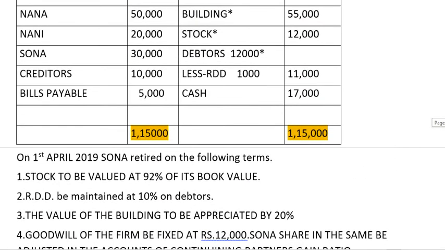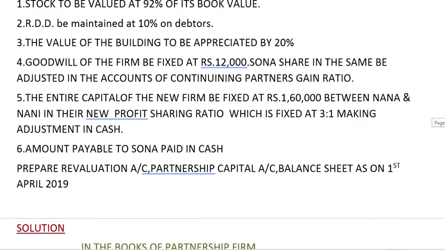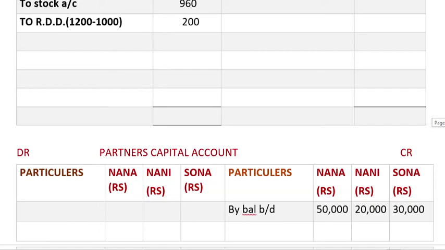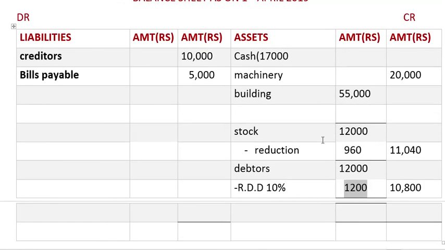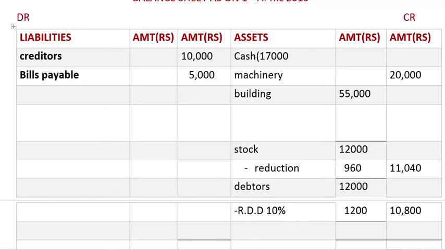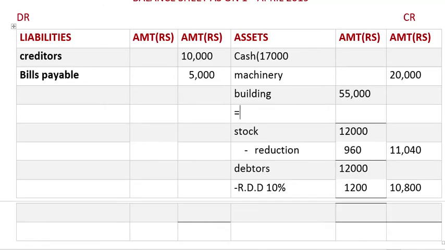So now next, the value of the building to be appreciated by 20%. Building, add appreciation. How much? 20%. So that is 20% of 55,000.